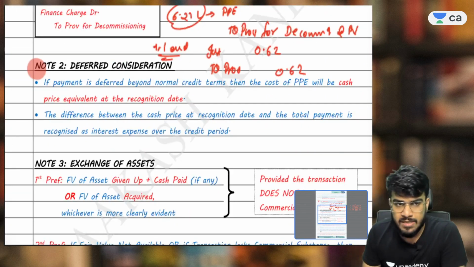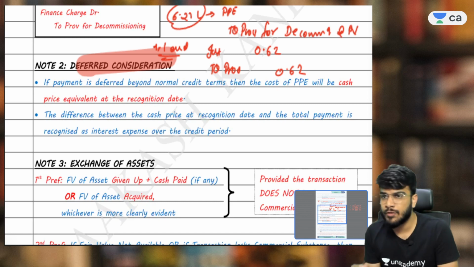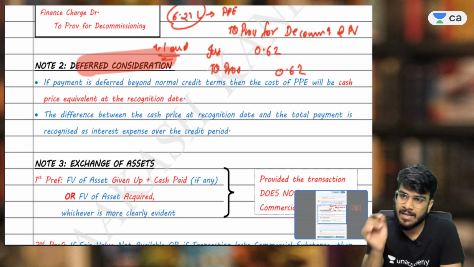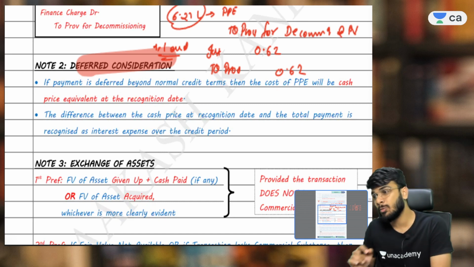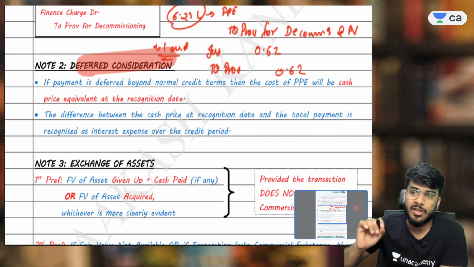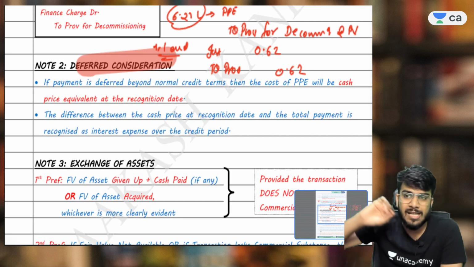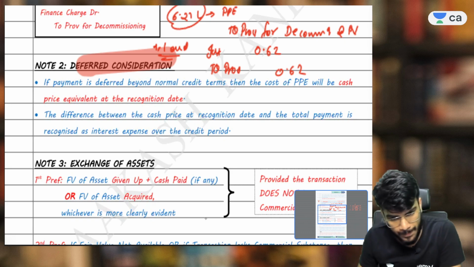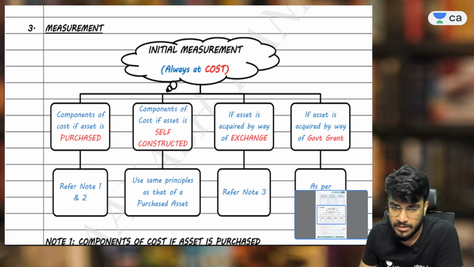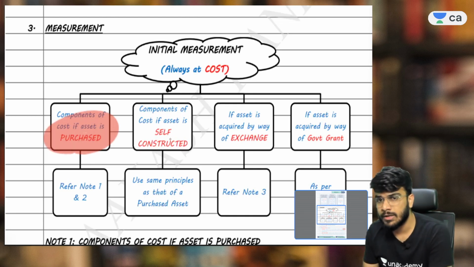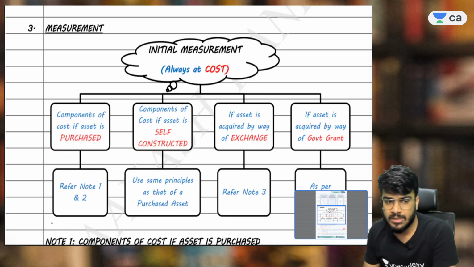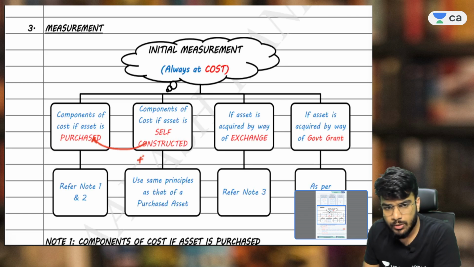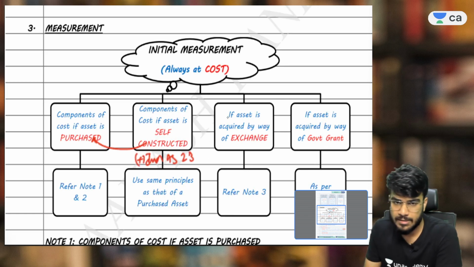There is one more point which is deferred consideration. Let's say, for example, if you are not making payment for any asset on day 1, if you are promising to make a payment after a certain number of years, the other party will charge you interest for delayed payment. Such interest will not form part of your cost, right? So that is the meaning of deferred consideration. So in case of purchase, we already discussed. What if we self-construct the asset? It will be same like purchase. The only thing which will come here is Ind AS 23 borrowing cost if it is a qualifying asset, right?